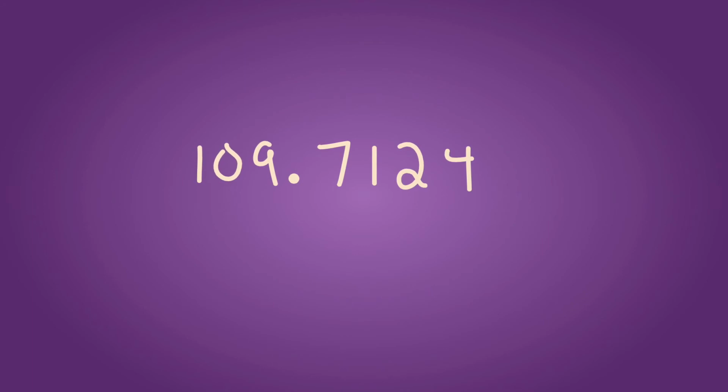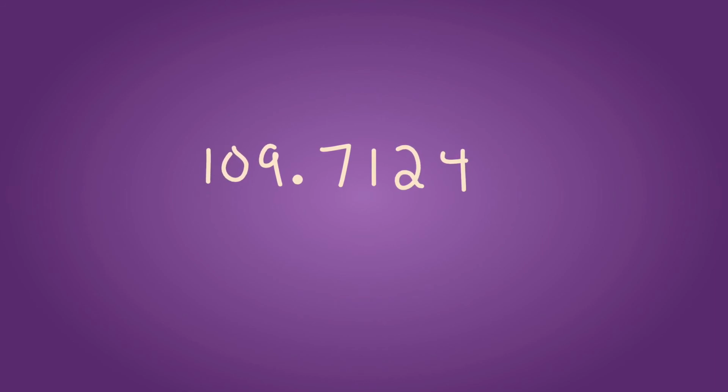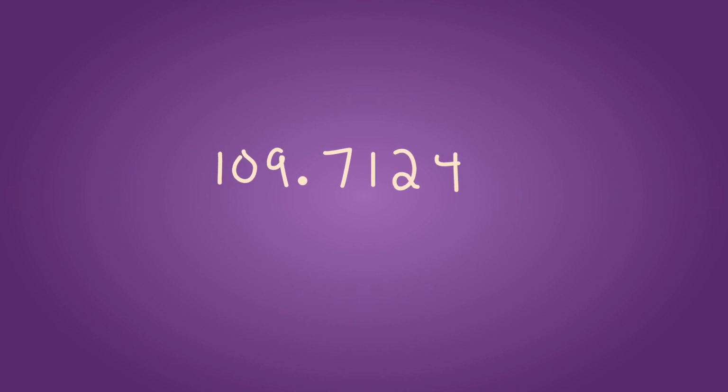Here's my final step. I actually show that I've put my decimal in between my 9 and my 7, and I have 109.7124. Watch this video again as many times as it takes to understand that process of multiplying by a decimal, adding, and then moving your decimal to obtain your final answer.